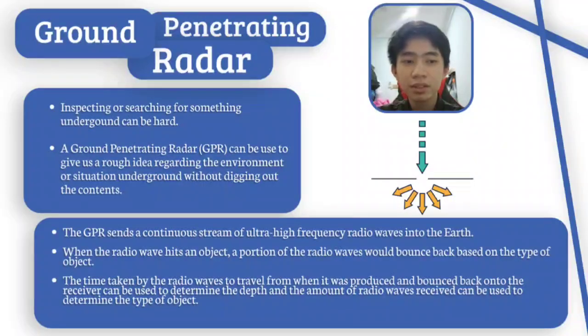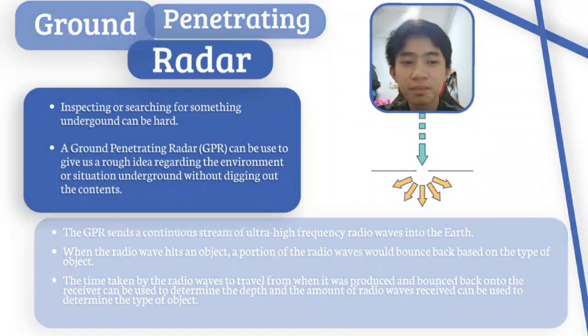The time taken, just like the radar, by the radio wave to travel from when it was produced to when it was received can determine the depth of the object, and the radio wave, based on how much has been reflected, can be used to determine the type of object that we have located.